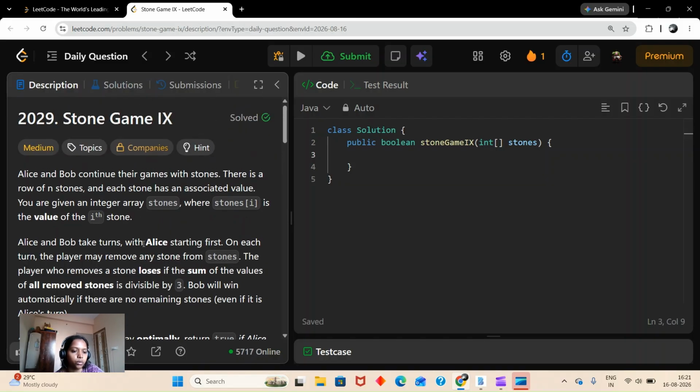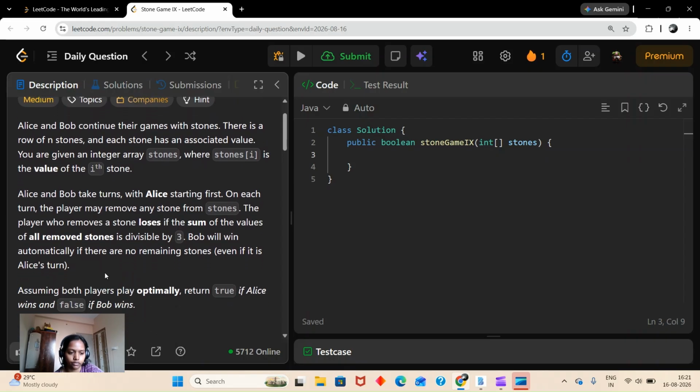Now what we have to do: Alice and Bob take turns with Alice starting first. On each turn the player may remove any stone from the stones, and the player who removes a stone loses if the sum of values of all removed stones is divisible by 3. Bob will win automatically if there are no remaining stones, even if it is Alice's turn.